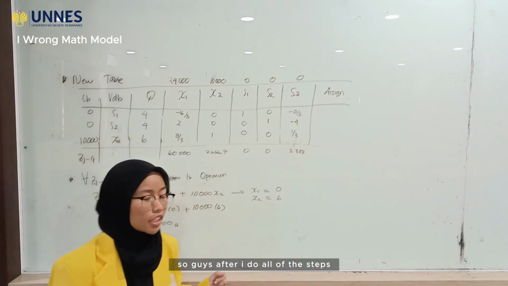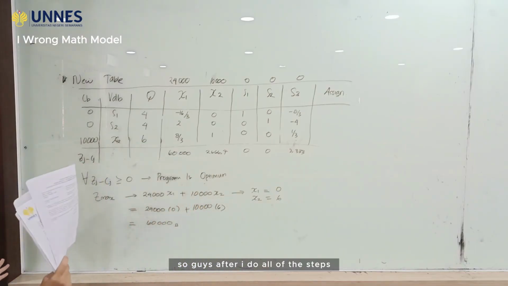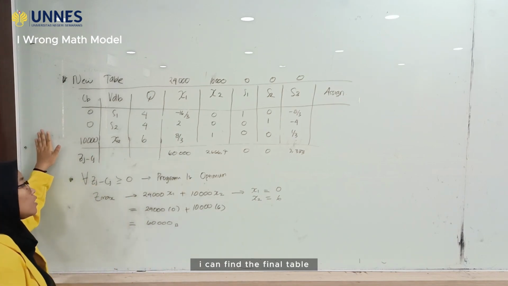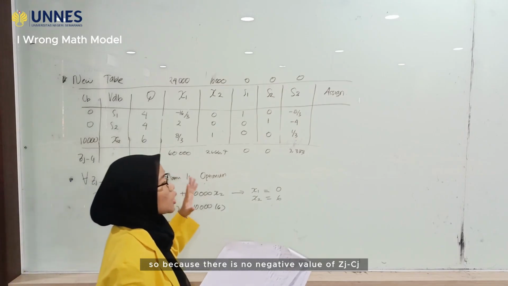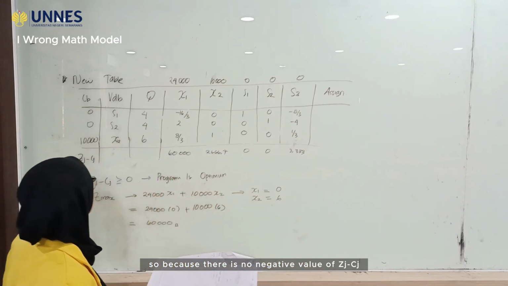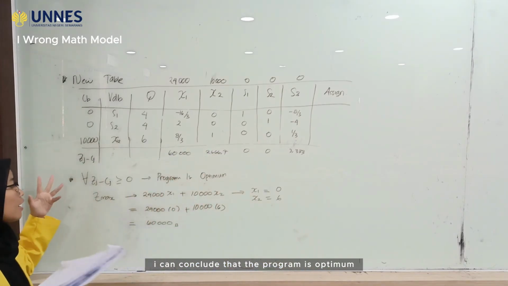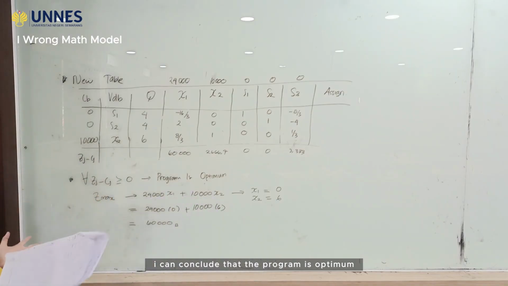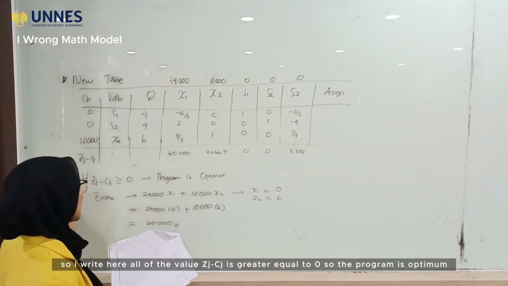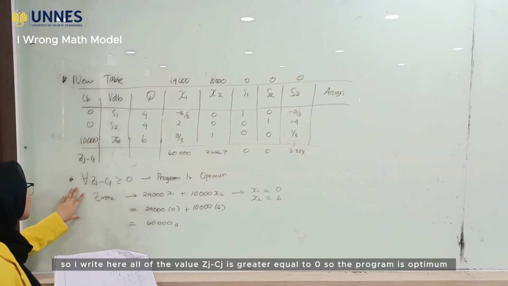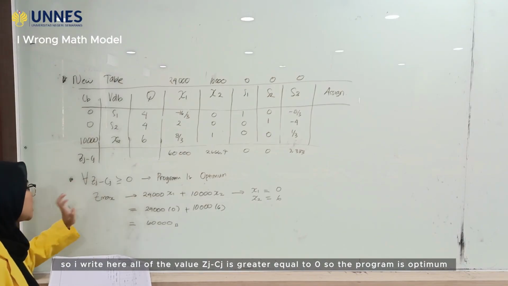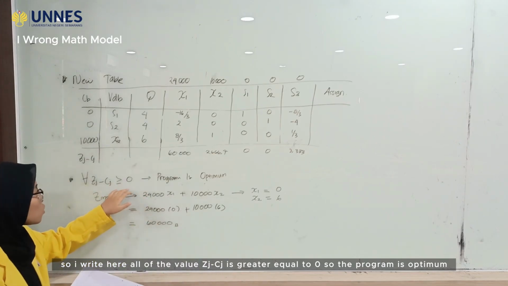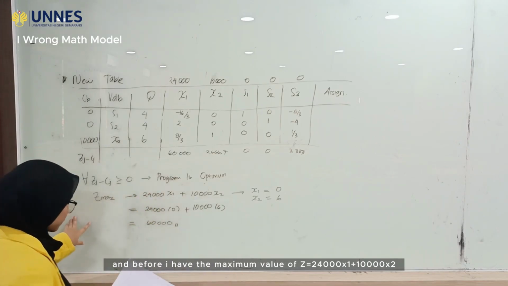So guys, after I do all of the steps, I can find the final table. Because there is no negative value of Cj minus Zj, I can conclude that the program is optimal. So I write here that all of the values Cj minus Zj are greater than or equal to 0, so the program is optimum.